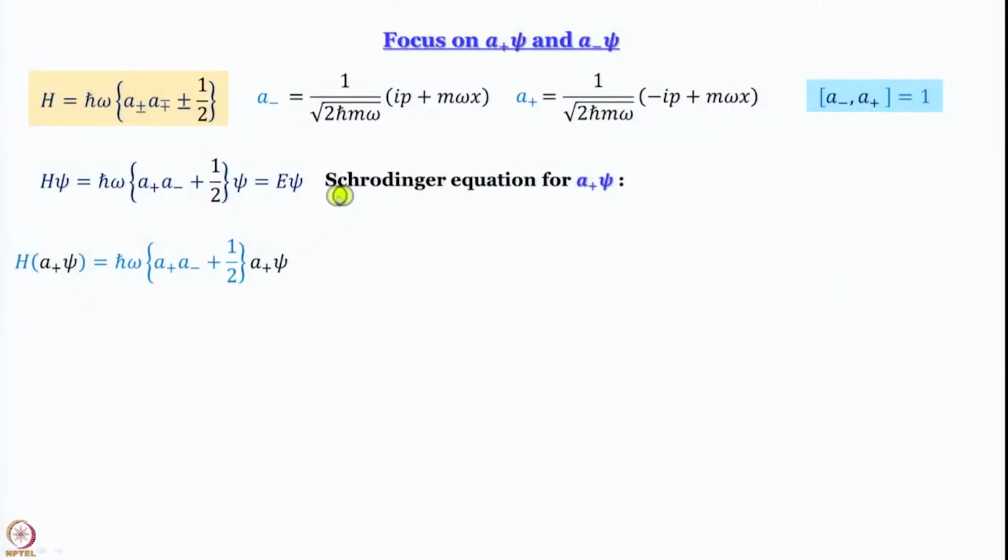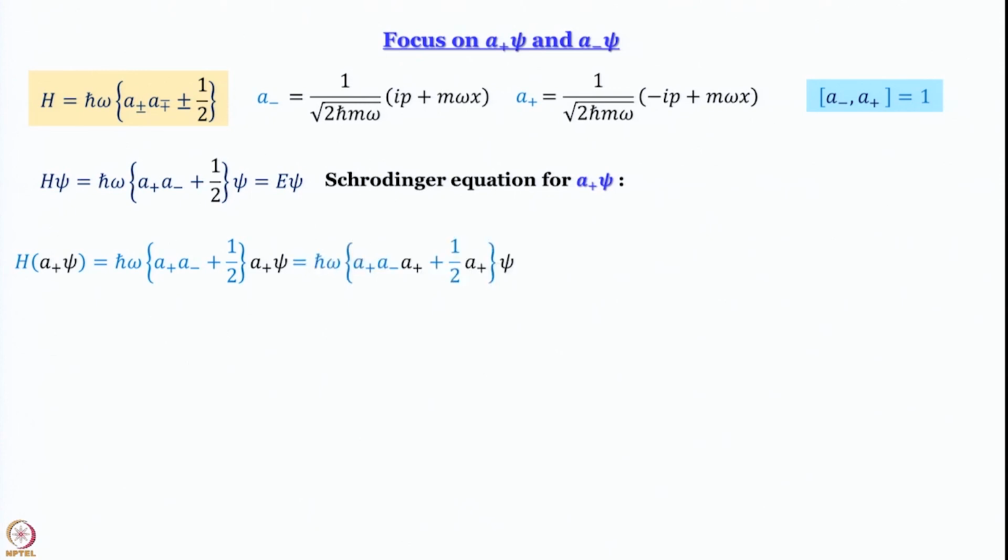So, what we will do is in this Schrodinger equation, instead of psi we just write A plus psi on the left hand side. So, here H cross omega (A plus A minus plus half), instead of psi I have written A plus psi. What will the right hand side be? It will not be E psi, it will be something like E dashed multiplied by A plus psi if it is an eigenvalue equation. Some other energy will be there corresponding to the A plus psi wave function. Does it still remain an eigenvalue equation? We will see. Let us proceed.